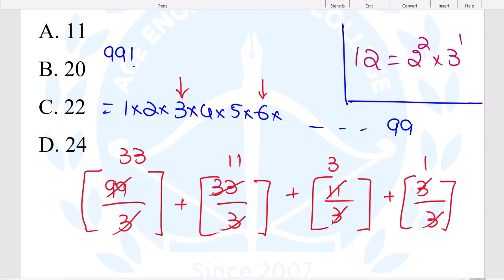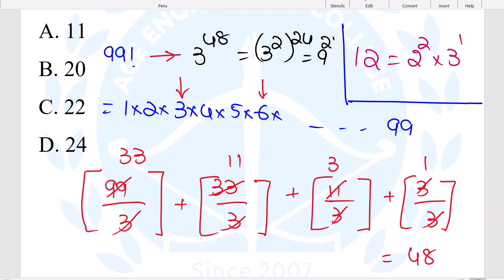Now what is this? 33 plus 11? 44. 44 plus 4? 48. Answer 48 is not there. Yes, obviously, because we calculated the highest power of 3. Now, in 99 factorial, the highest power of 3 is 48. This can be written as 3 square whole power 24. Now, the highest power of 9 is 24. Option D.